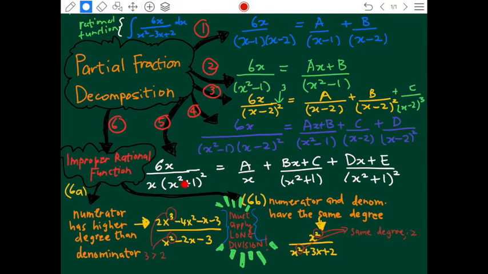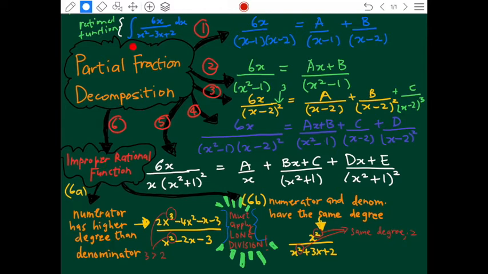Is that clear? So basically this is a combination of this example, bx plus c here, because the power of x is greater than 1, and then you have to do another one because the whole function is power of 2. As for the x here, just straight away you can write down A over x. And last is type 6, which is improper rational function.